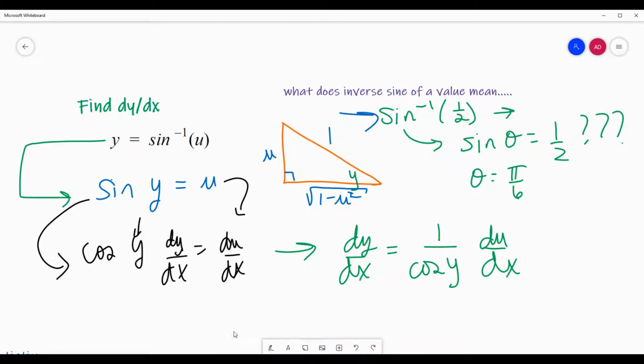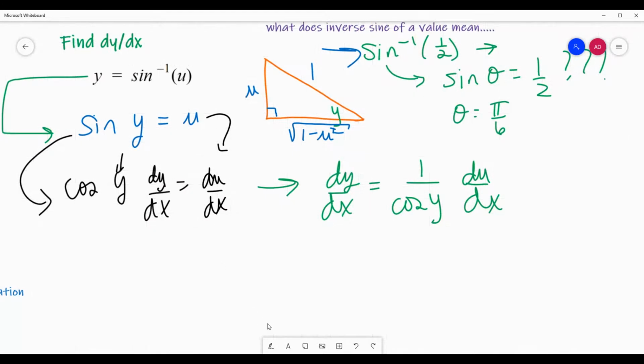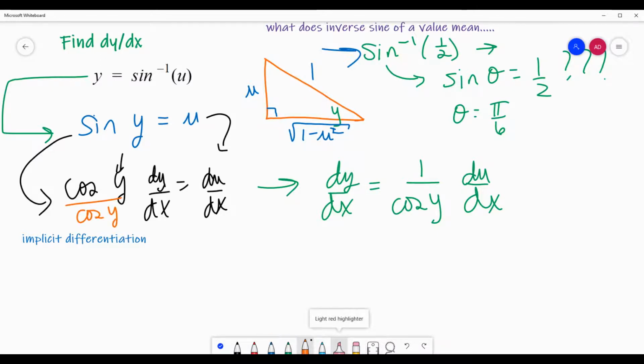Now, just of note, please don't freak out. All I've done here is use implicit differentiation when I found my derivative. Also take note that when you divide by a cosine, or divide by anything, you really are multiplying by its reciprocal. I know you remember that from your 4th grade math days. Now look at your triangle and determine what the cosine of y is based on the triangle that we came up with.